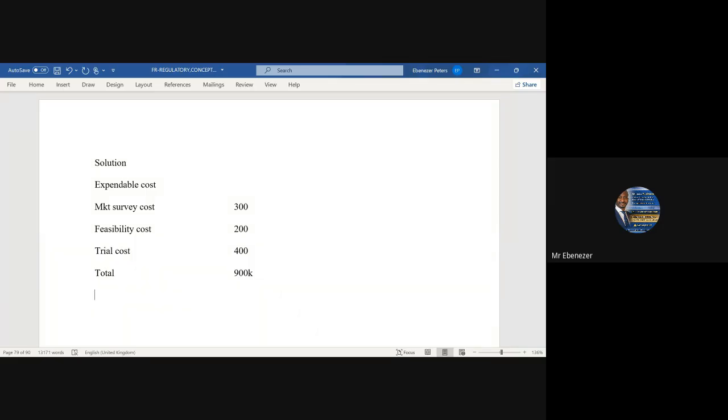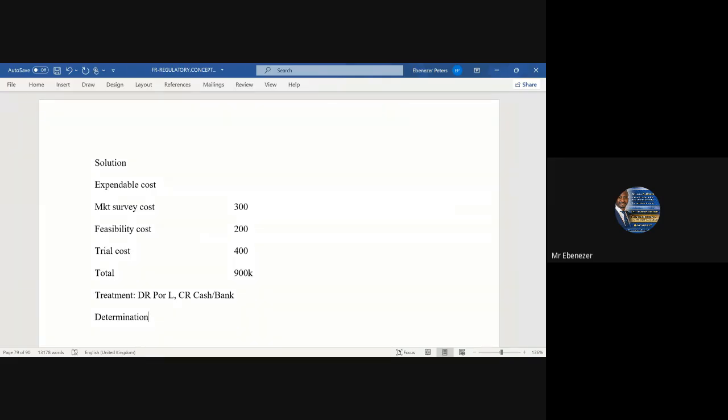So what do you do with this one? You debit P&L and credit bank. So the other one is the capitalized cost. That is what we call the initial cost of the final testing before launch. I explained it earlier. Final testing before you launch is a cost that you should capitalize.